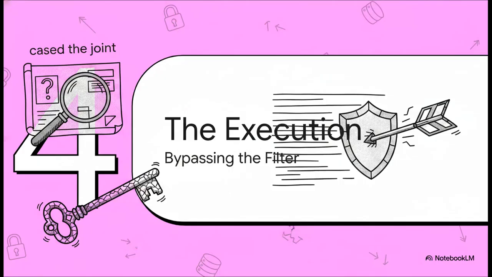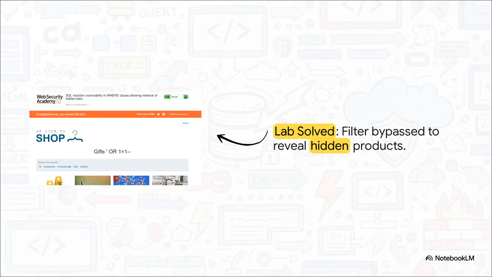All right, we've cased the joint, we've forged the key. Now for section 4, the execution, bypassing the filter. To launch this attack, we simply navigate over to the category filter and modify the URL directly in our browser's address bar. We just type our payload right in there and hit enter. And boom, the application reloads, but this time the restriction is completely bypassed. The application dumps the entire, unreleased, hidden catalog straight onto our screen.